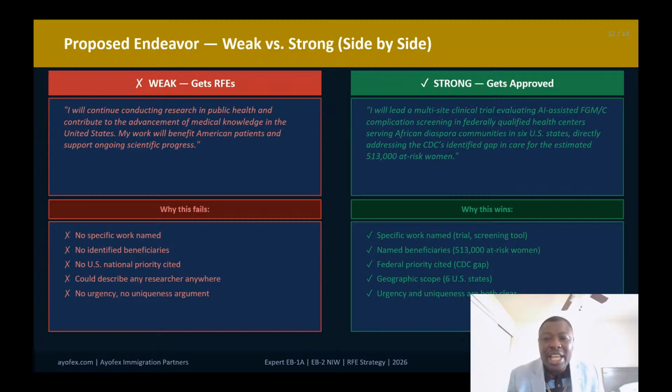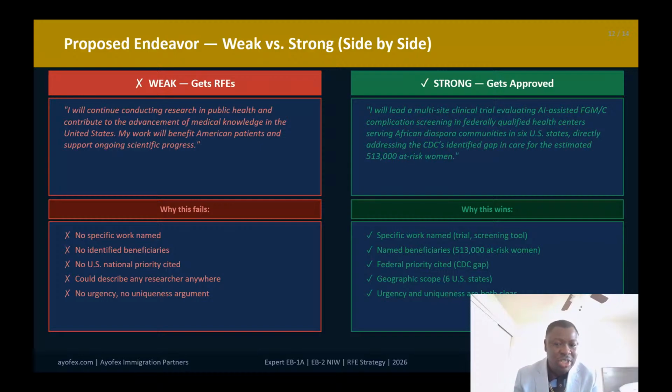I will lead a multi-site clinical trial evaluating AI-assisted FGMC complication screening in federally qualified health centers serving African diaspora communities in 6 US states, directly addressing the CDC's identified gap in care for the estimated 513,000 at-risk women. Why does this petition win?